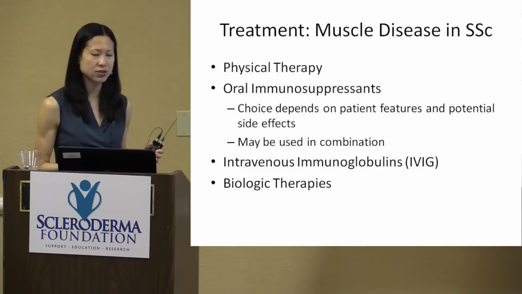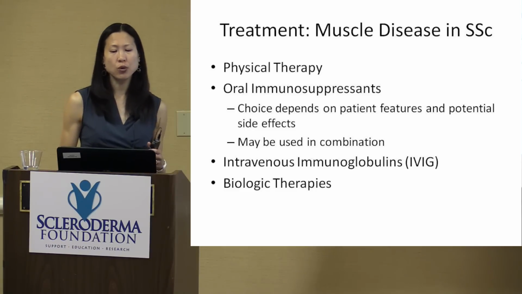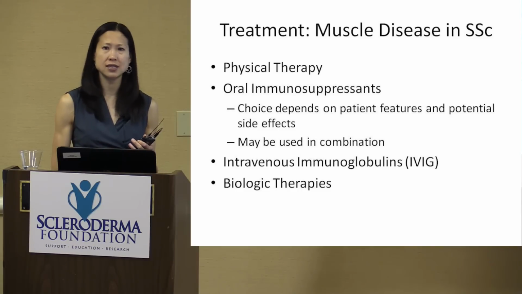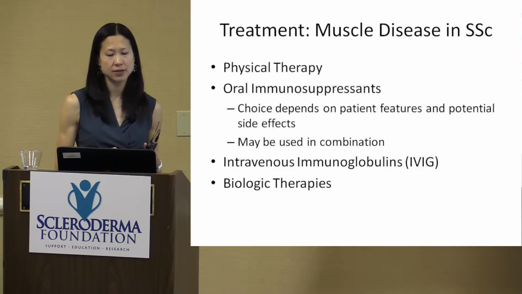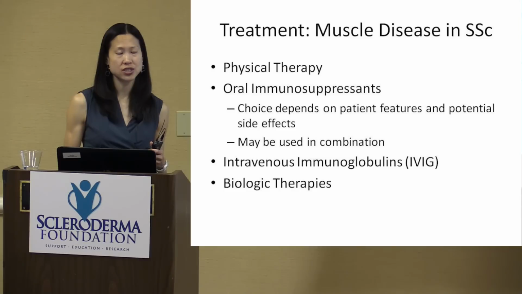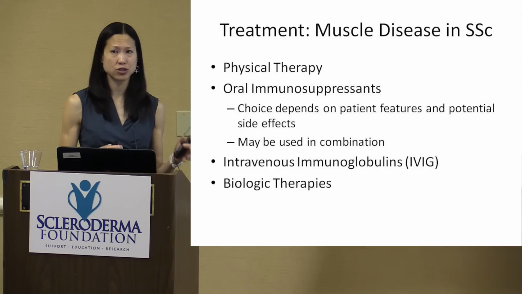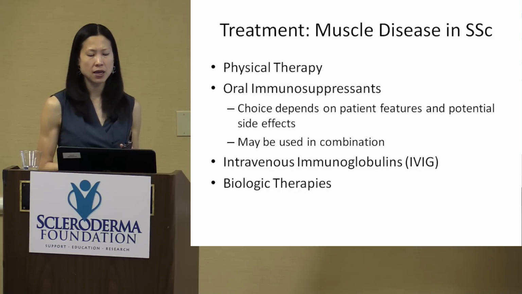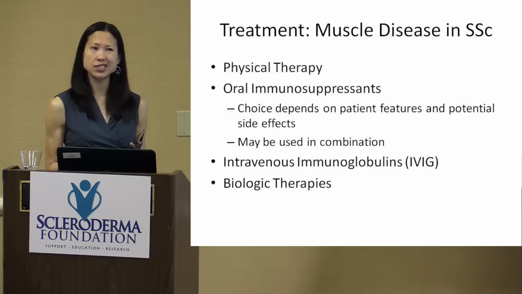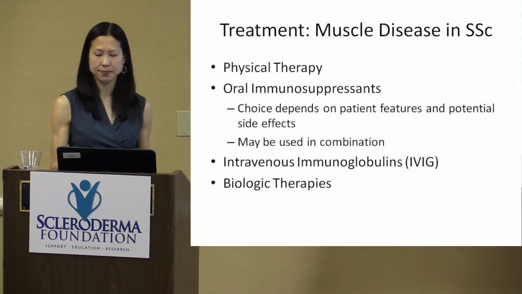So I'll go through a few studies regarding physical therapy. The oral immunosuppressants are drugs that we use for interstitial lung disease, arthritis, and very effective in treating muscle inflammation. And they can be used in combination as well. IVIG, or intravenous immunoglobulins, are a very effective form of treatment for muscle inflammation, and that could be in dermatomyositis, polymyositis, or in scleroderma-associated myositis. And then finally, I'll talk about some biologic therapies that are a little bit more experimental.